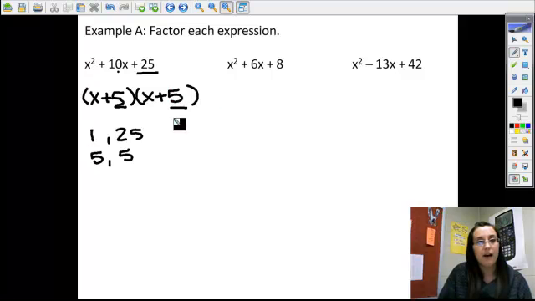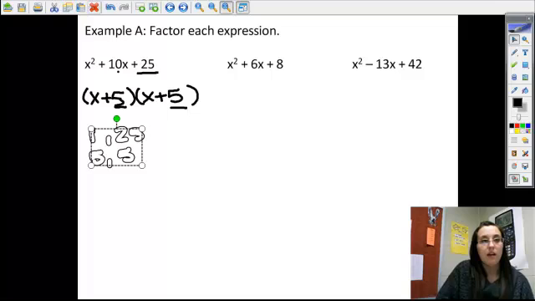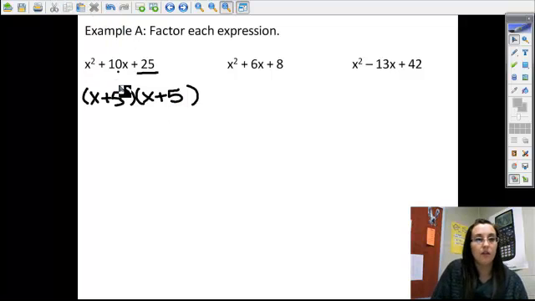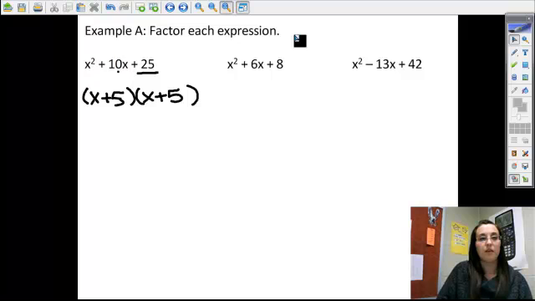So 5 and 5 must go in my last spot there. Now let me show you how this works and how I can do this so quickly. I know the tricks. I know that I have to have two numbers that multiply to 25 and add to 10, but really the whole purpose of this is that when we FOIL, our first term, so remember F, is going to give us x times x, that's going to be x squared.